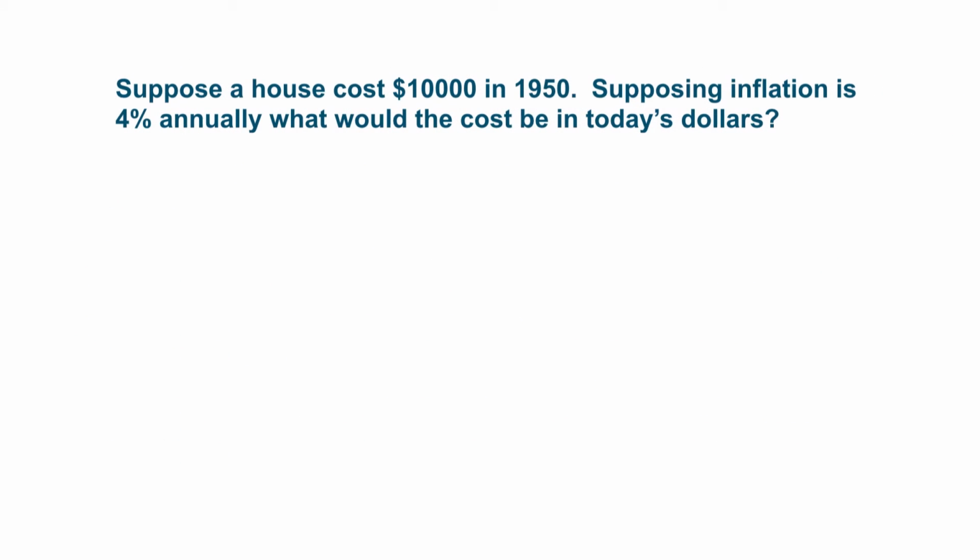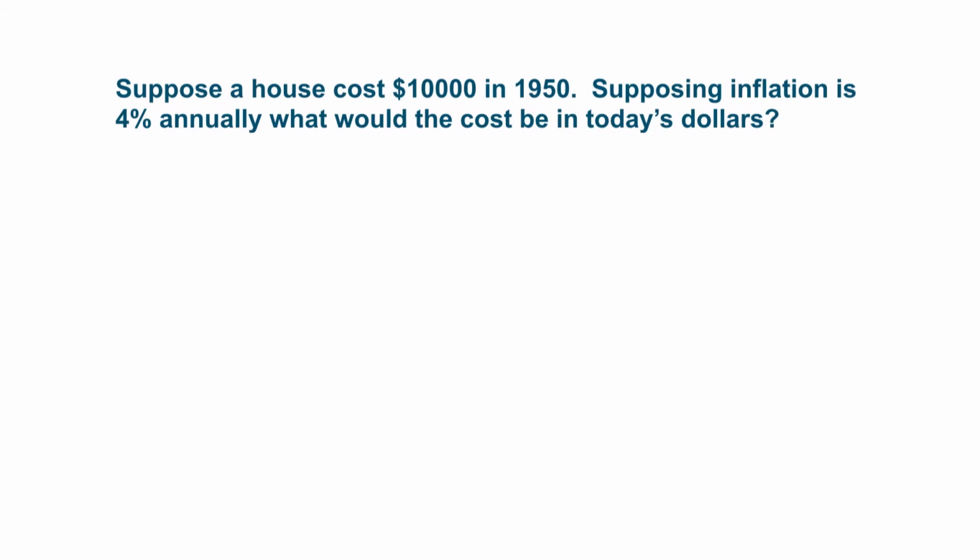Suppose a house cost $10,000 in 1950. Supposing that inflation is 4% annually, what would the cost be in today's dollars? What it means when we say that the inflation is 4% annually is that every year, the price of goods has gone up 4%. So the model here is the future amount is the old amount times essentially the same as the model of compound interest, which allows me to accumulate this rate. So (1 + r/n)^(nt).